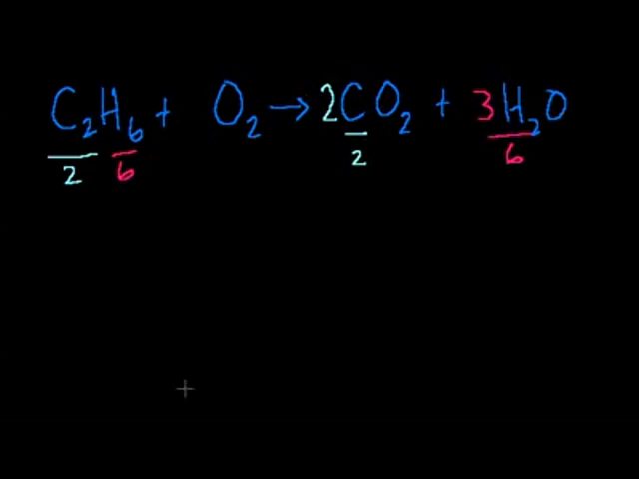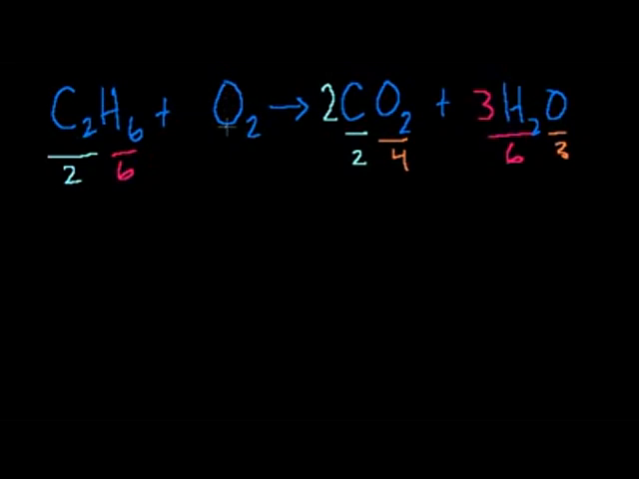Here, on the right-hand side, I'll do it in this orange color. I have 2 oxygens in each carbon dioxide molecule, and I have 2 molecules, so I have 4 oxygens. And I have 1 oxygen in each water molecule, and I have 3 molecules, so I have 3 oxygens here. Is that right? 3 oxygens on the right-hand side. Yep, 3 water molecules. And then I have 4 oxygens in the carbon dioxide. So I have 7 oxygens. I have 7 oxygens on this side, and I only have 2 on this side.